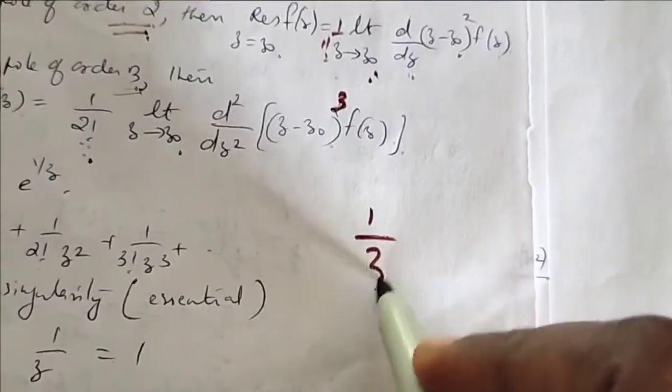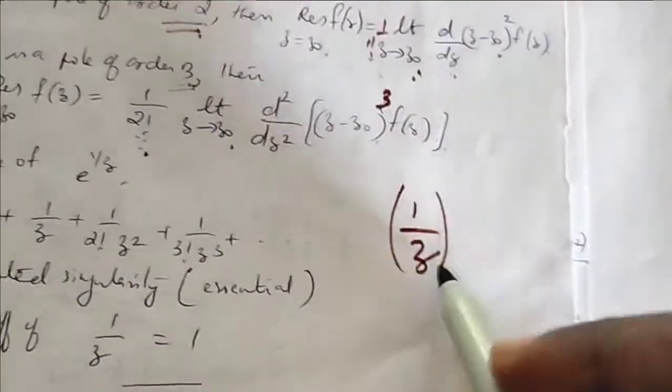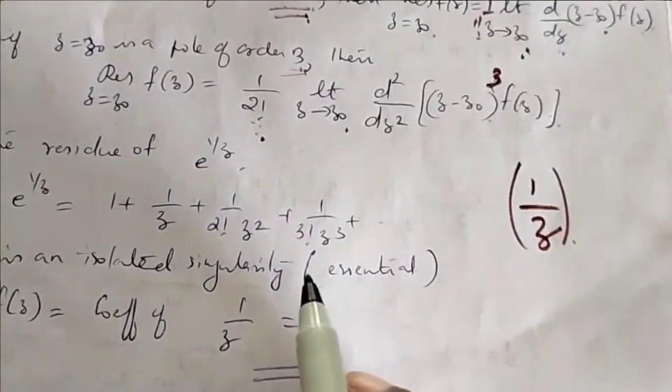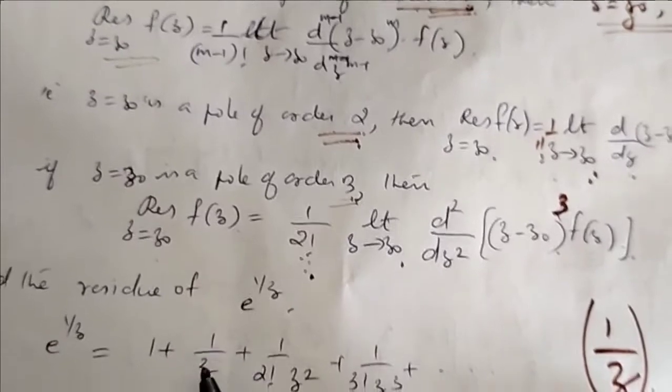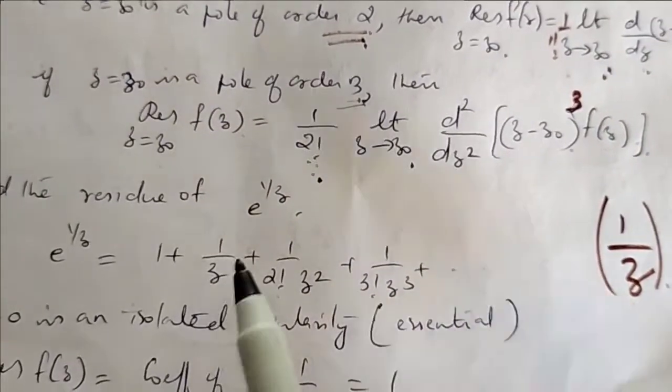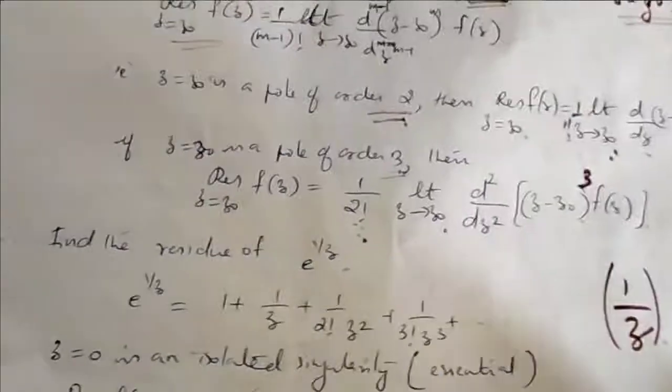Then what is the residue? Residue is the coefficient of 1 by z in the expansion of the Laurent series. So from this, what is the coefficient of 1 by z? It is 1. So residue is 1. We are not using the formula, just using the definition.